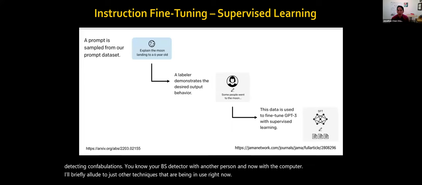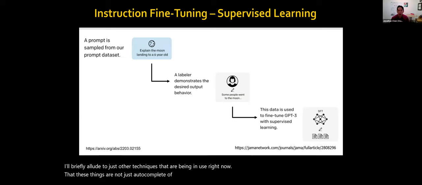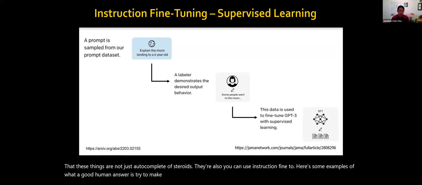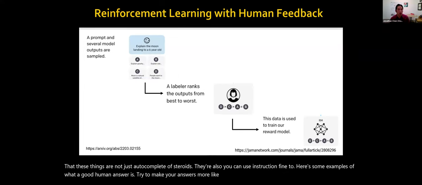That these things are not just autocomplete on steroids. You can also use instruction fine-tuning: here are some examples of what a good human answer is, try to make your answers more like this. Also, reinforcement learning with human feedback.